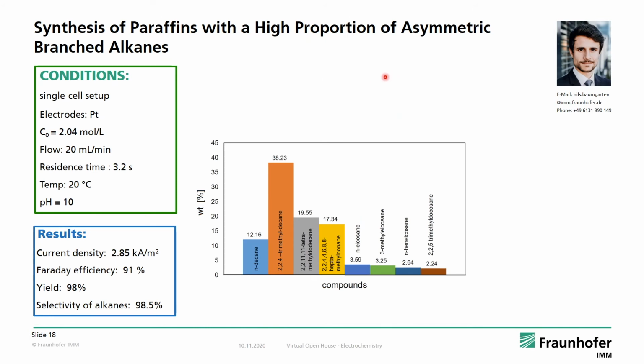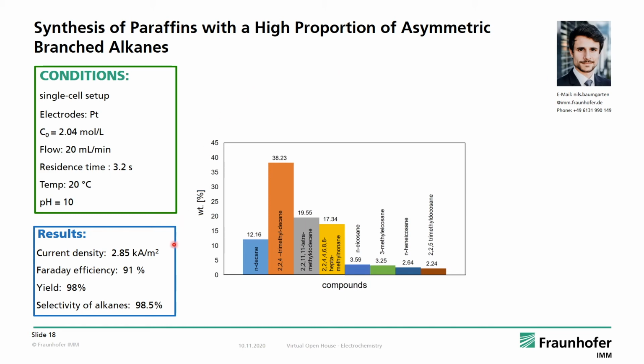Here's another example, namely the synthesis of paraffins with a high proportion of asymmetric branched alkanes. Those branched alkanes are, due to their properties, very important in particular for the production of creams or cosmetics, in the pharmaceutical industry and in medicine.